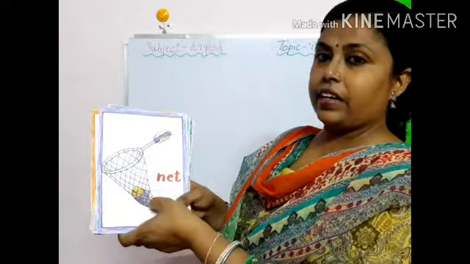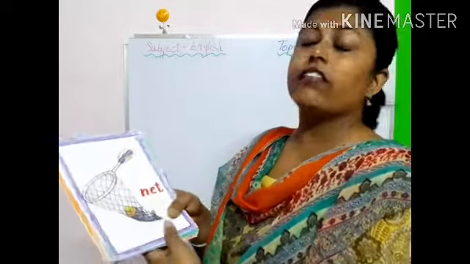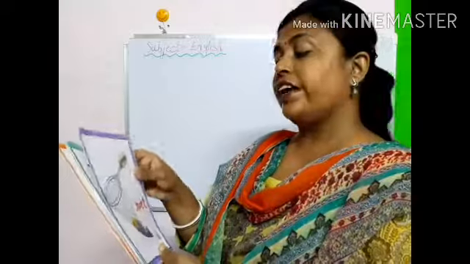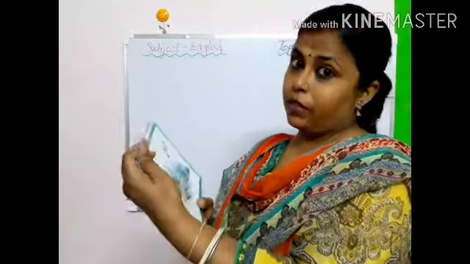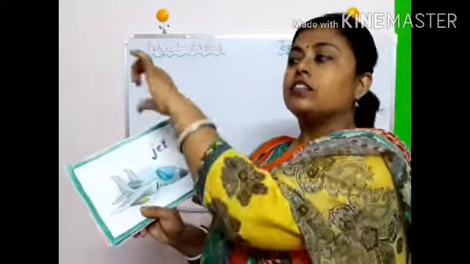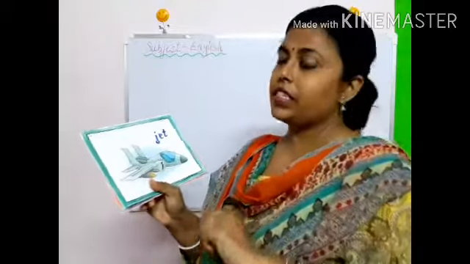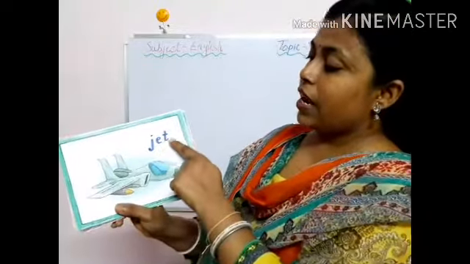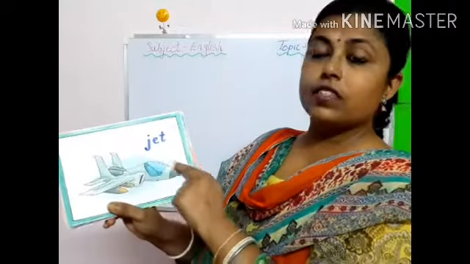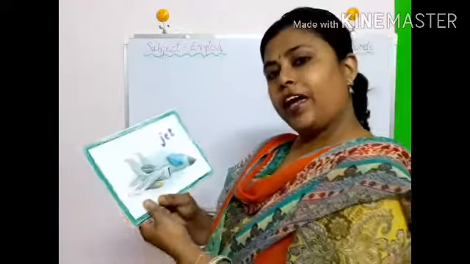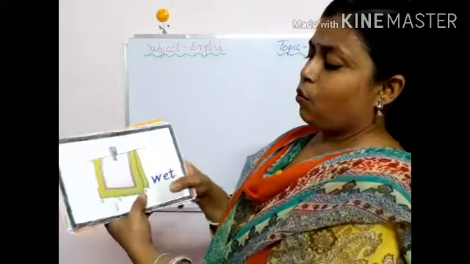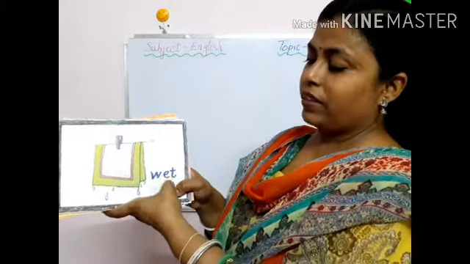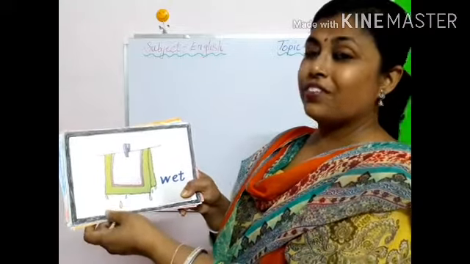Net. This is a net. We can catch fish or we catch butterflies. Or a net, when somebody plays badminton, they just put a net between them. That is a net. J-E-T, jet. This is a jet plane. Next, W-E-T, wet. This is a wet cloth, not dry.